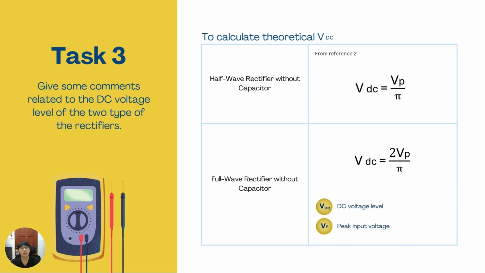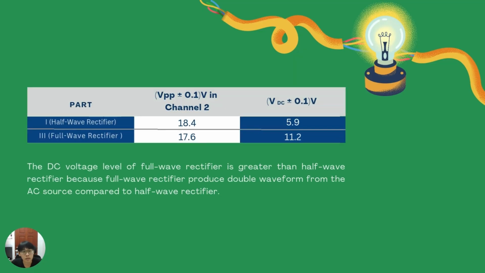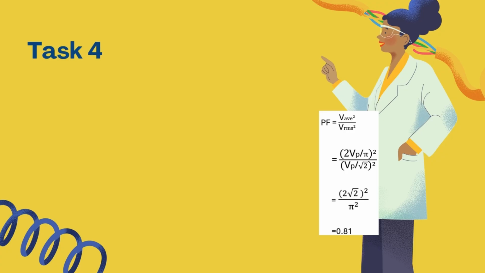For task 3, we are going to calculate the VDC for the half and full wave rectifier, and these are the formulas we use. For the half wave rectifier, we get the VDC is smaller than the full wave rectifier. This is because for the full wave rectifier, we have double waveform. Therefore, it will increase the VDC of the signal. And this is my part, and my teammate will discuss the other things.